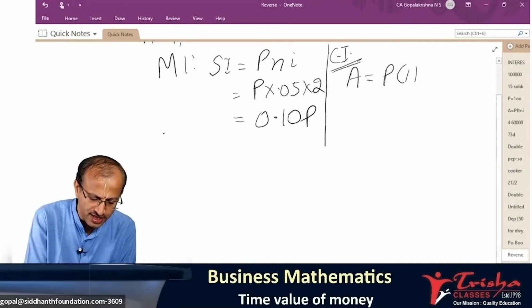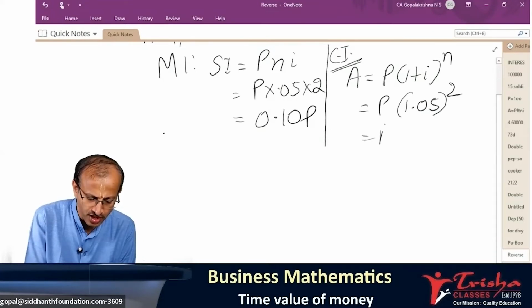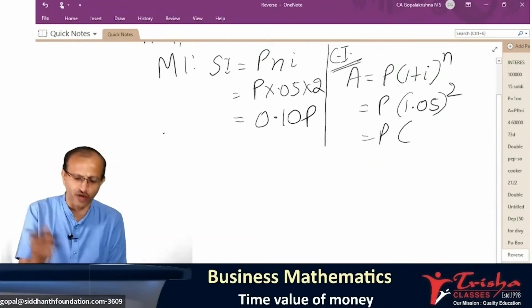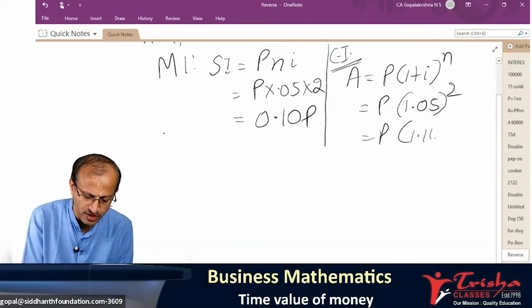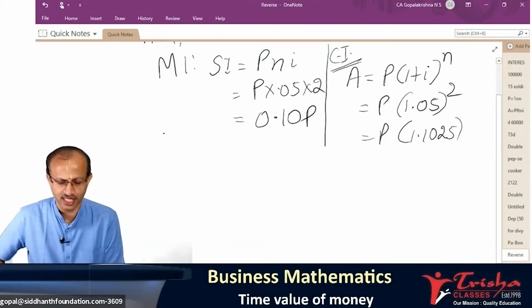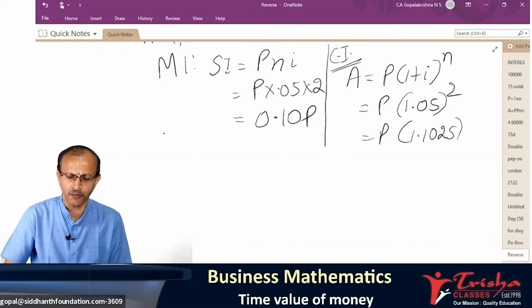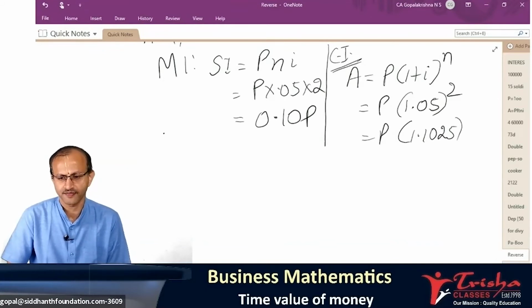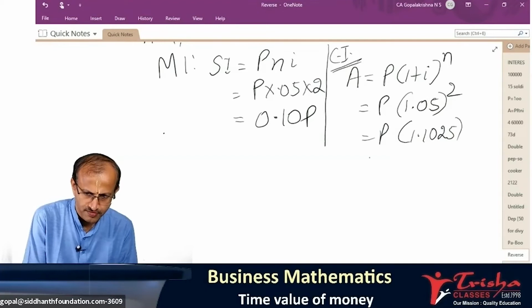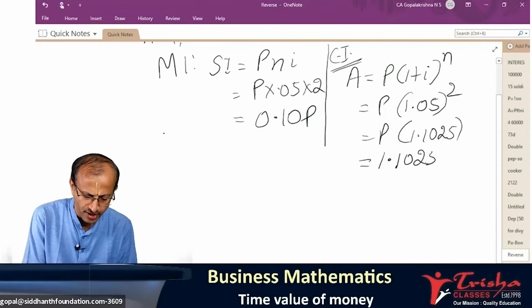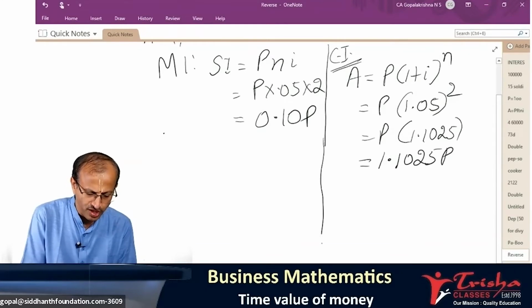A is P into 1 plus I to the power N. P I don't know. 1.05 to the power 2. Interesting in maths: anything ending with 5, that square can be easy. All of you do this: 1.1025. I don't know whether you have this answer. Check 1.05 square in your calculator first. Is it 1.1025? Yes. Multiplying it, you will get 1.1025 P.